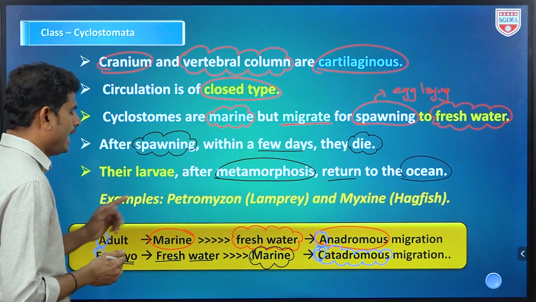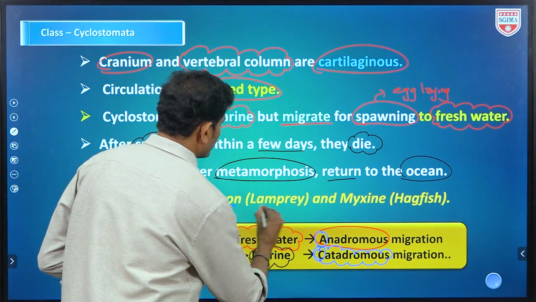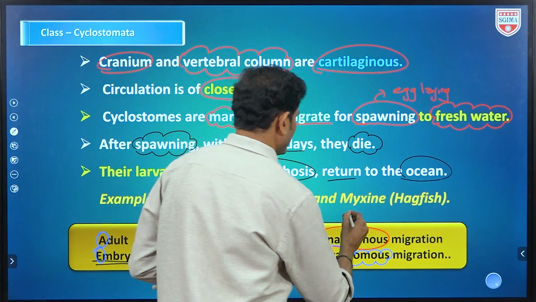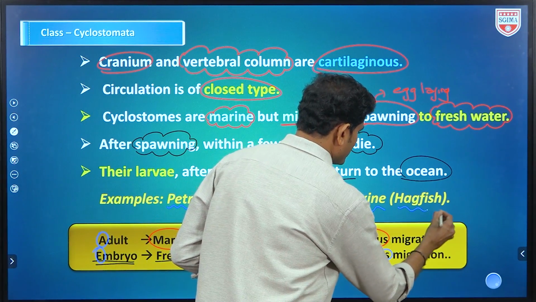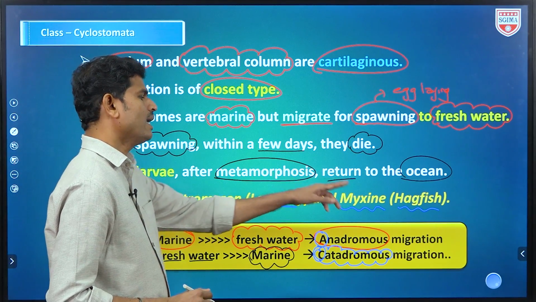And examples: Petromyzon. This Petromyzon is known as a lamprey. General names are also important, as we know. Next one is Myxine. Myxine is known as a hagfish. Okay, Petromyzon, lamprey; Myxine, hagfish.